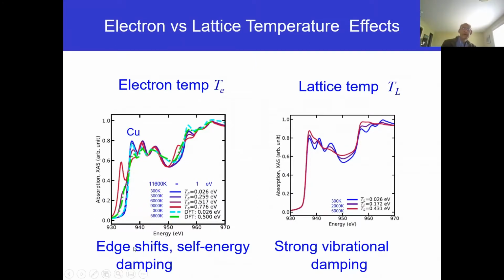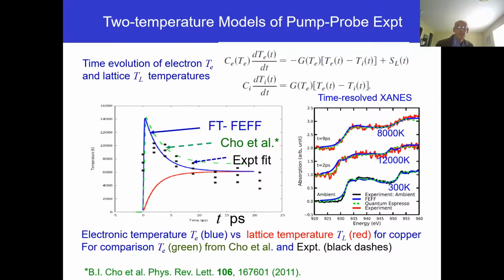There are kind of two effects when you heat things up with a free electron laser. The electrons go to very high temperature, and you have to treat the electrons and the lattice temperature separately. They're often out of equilibrium. When the electrons are heated up, you get this continuum lowering, and you see these formerly occupied states. When the lattice temperature grows, you basically blur out these wiggles, and you get vibrational damping. So you have to have a code that does both.